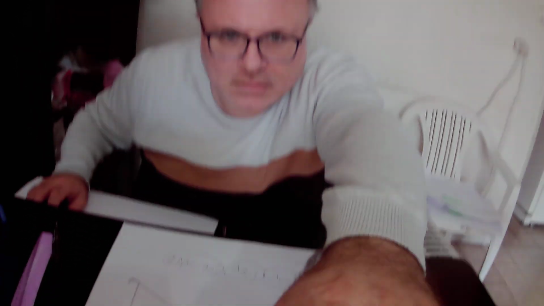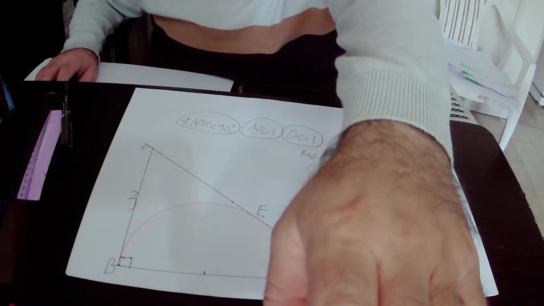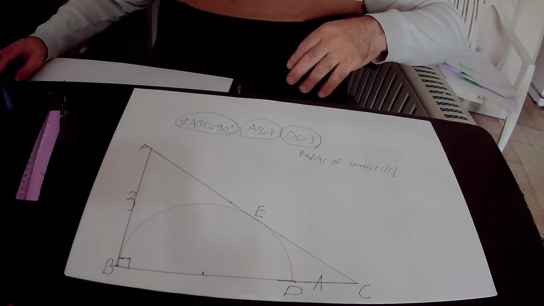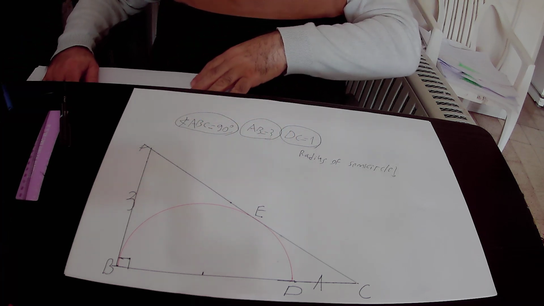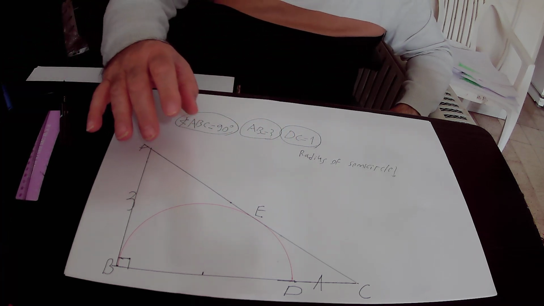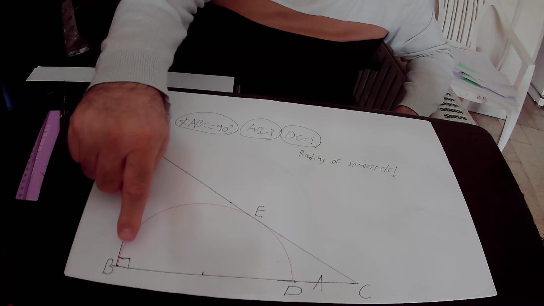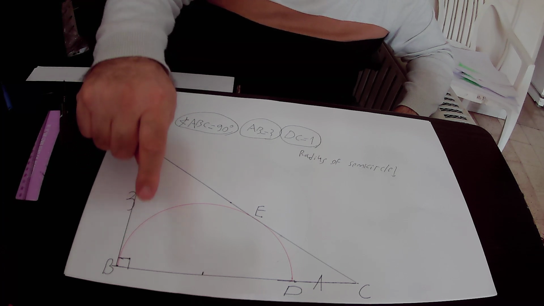Hello, in this lecture we will find out the radius of the red semicircle. In the drawing we have triangle ABC. Triangle ABC is a right triangle. This angle ABC equals 90 degrees.